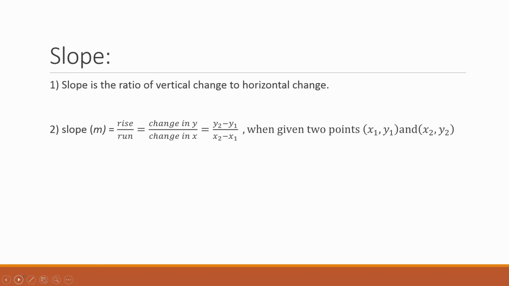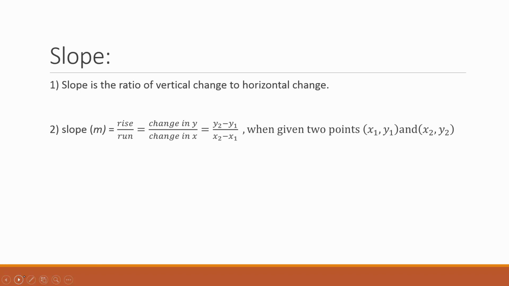Okay, the slope is the ratio of vertical change to horizontal change. When you see the slope in any general equation, it will be represented by the variable m. It also means rise over run. Again, rise is the vertical change and run is the horizontal change, or the change in the y coordinates over the change in the x coordinates.